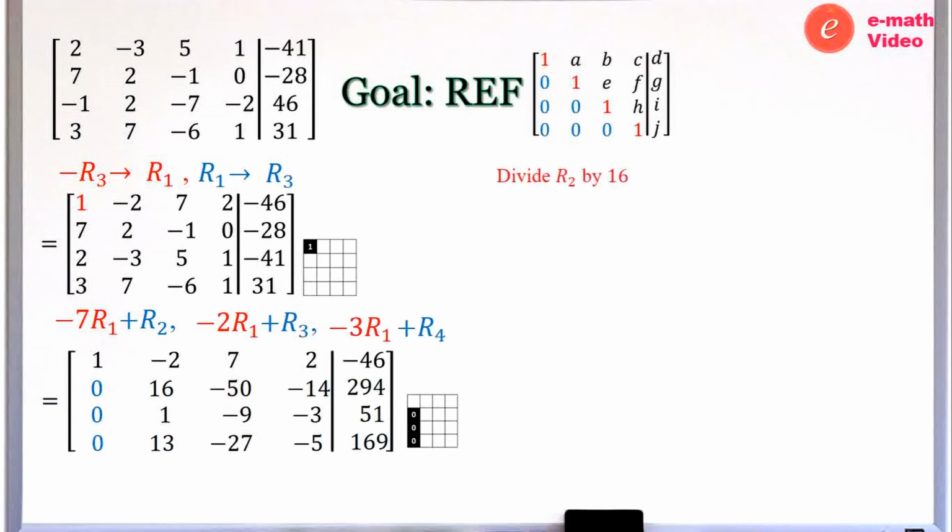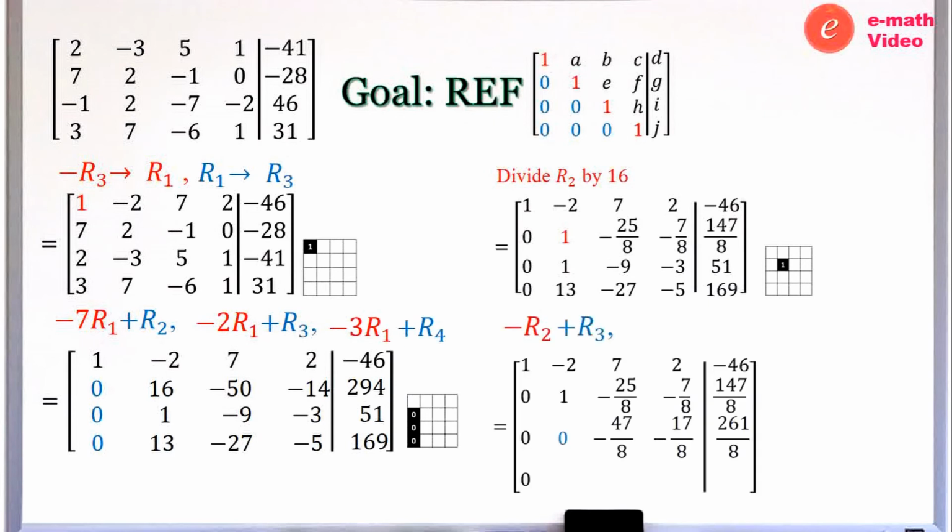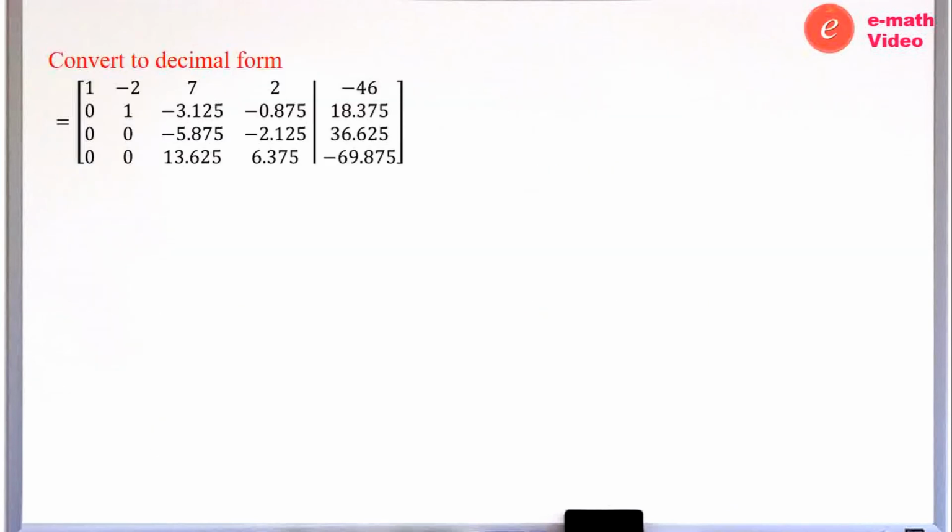Continue. Divide row 2 by 16. We get our second leading one. Next, negative row 2 plus row 3, and negative 13 row 2 plus row 4. Okay, I know these fractions are very scary, but we have just obtained all the zeros in the second column. To make our life easy, I will convert them into decimal form for the moment.